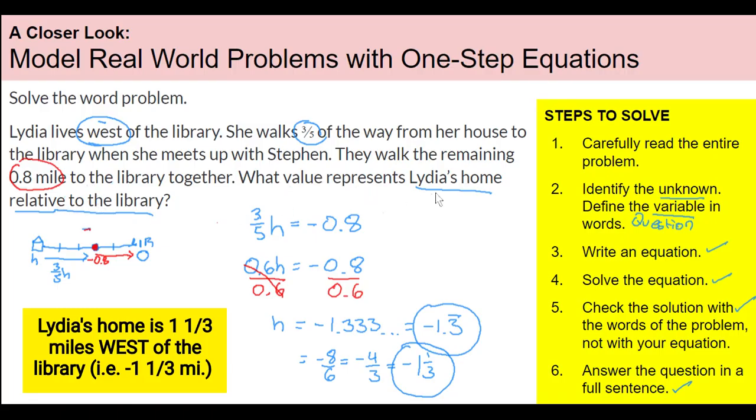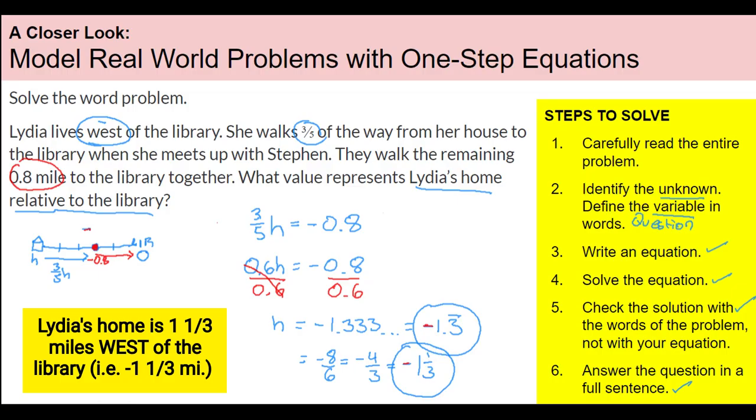So we would say Lydia's home is 1.3 or 1 1/3 miles west. Remember, the word west equals a negative. So 1 1/3 miles west of the library, relative to the library.